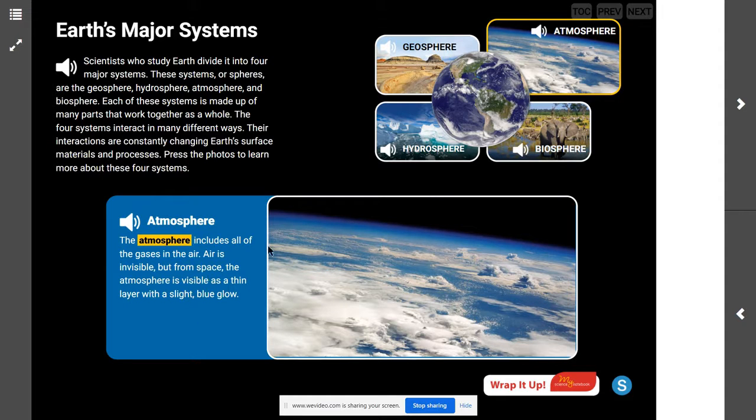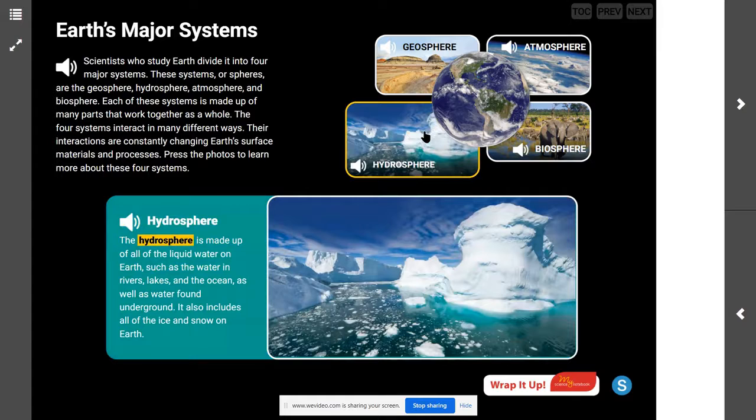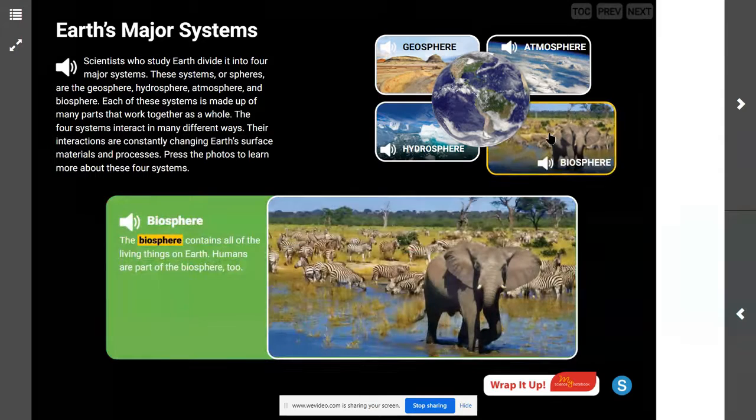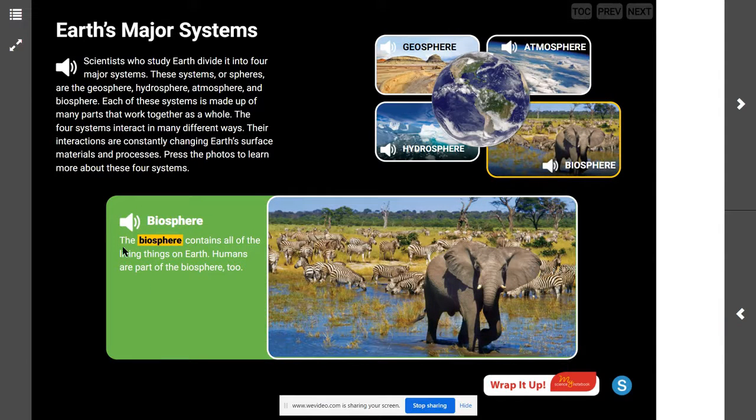So that's the atmosphere. The hydrosphere is made up of all the liquid water on Earth, such as the water in rivers, lakes, and the oceans, as well as water found underground. It also includes all of the ice and snow on Earth. So the hydrosphere, all of the liquid and frozen water on Earth. And the biosphere contains all of the living things on Earth. Humans are a part of the biosphere too.